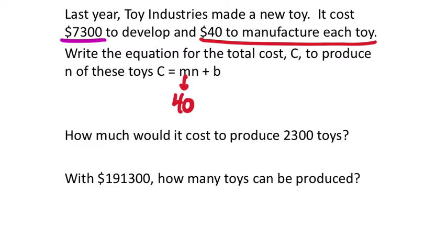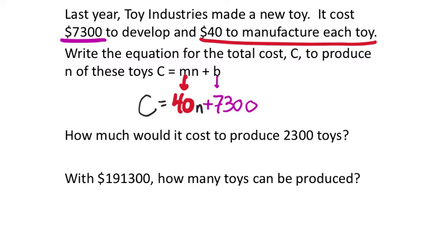That's your Y, right? Yep. So here, that is 7,300. I'm going to keep it in the format. In my mind, I really want to write Y and X, but I'll stay with their format. So C equals 40N plus 7,300.